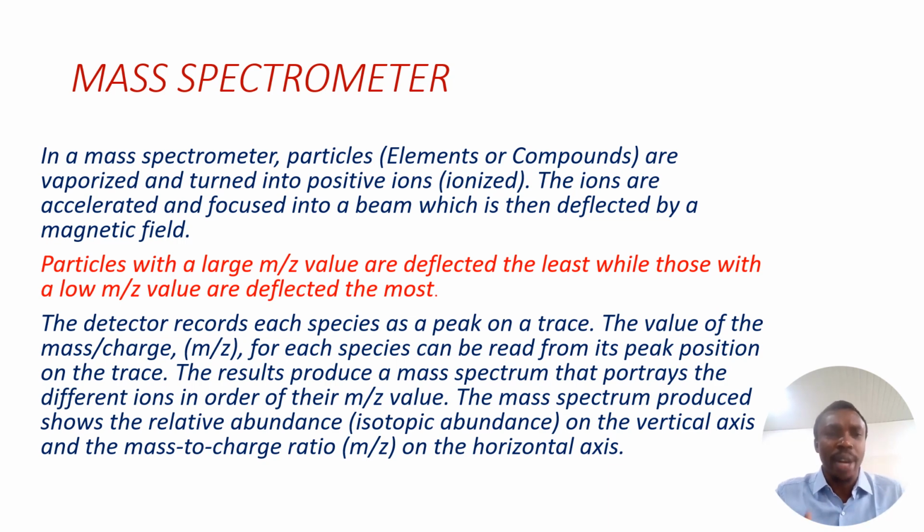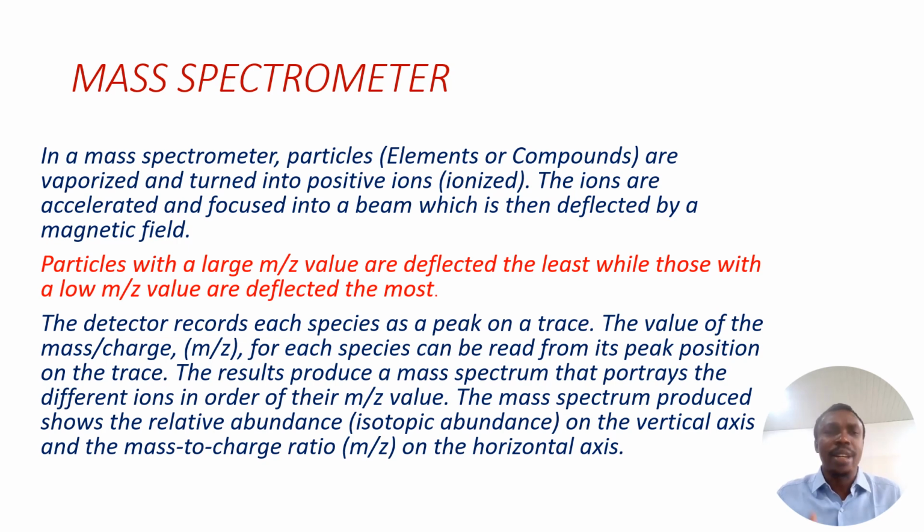So the detector records each species or each ion as a peak on a trace. The value of the mass to charge ratio, which is the atomic mass for each species, can be read from its peak position on the trace.